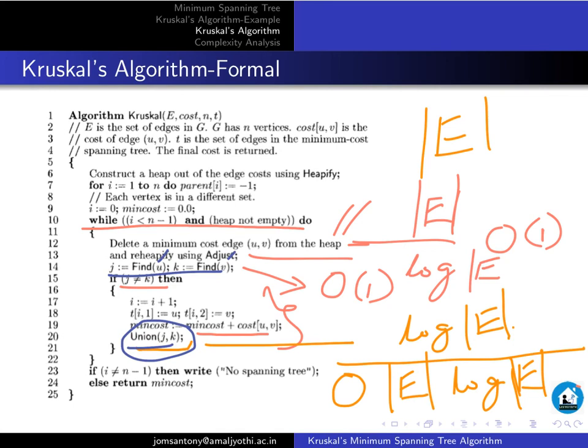If you are unable to follow what find and union are as of now, don't worry, we will be covering it in another tutorial if required. And just understand that the union has a complexity of log e and find has a complexity of order of 1. Thank you.